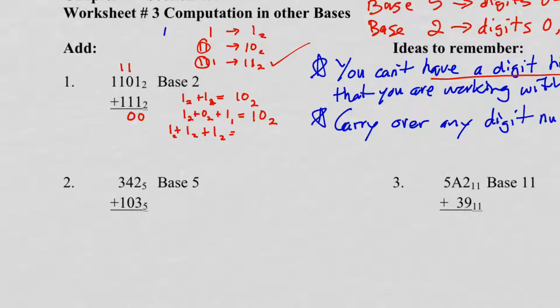So let's do it this way: 1, 2, 3. This is going to be 11 in base 2. We put the 1 here and carry the 1. And then we have another 1 plus 1, which is 1 set of 2.